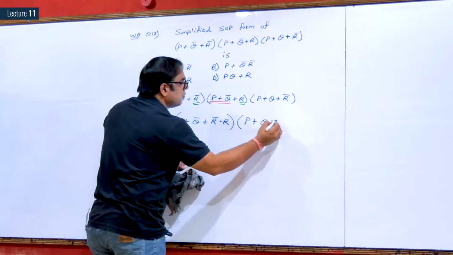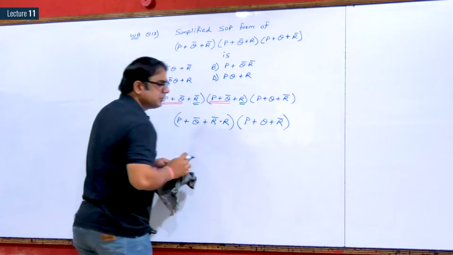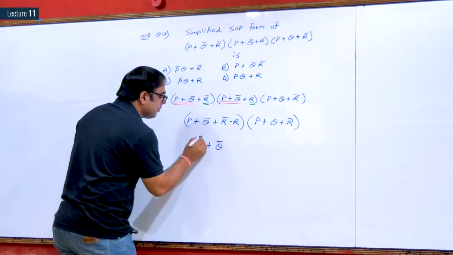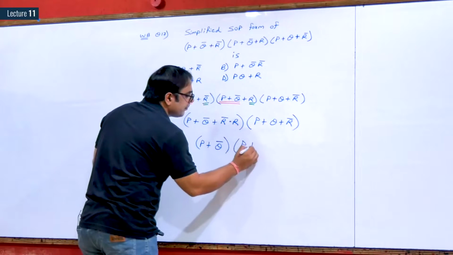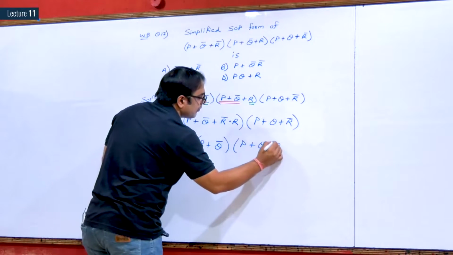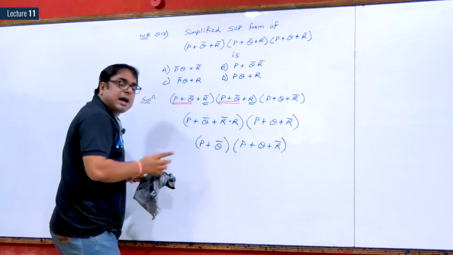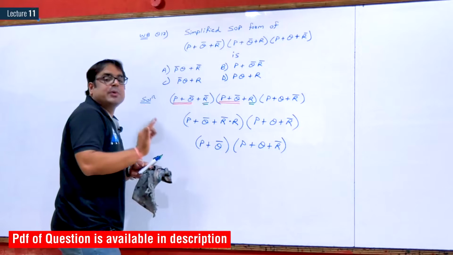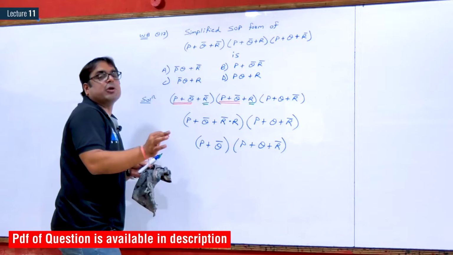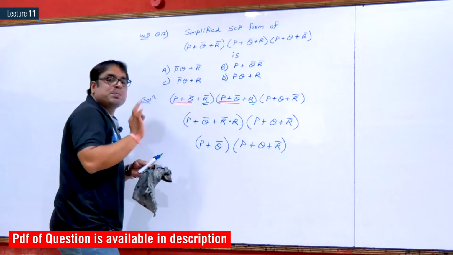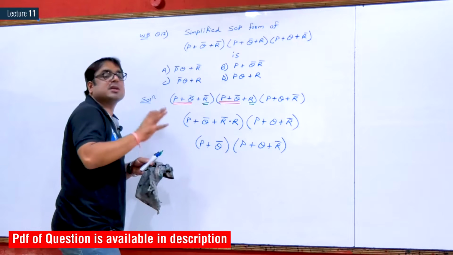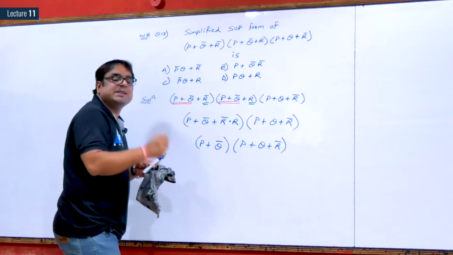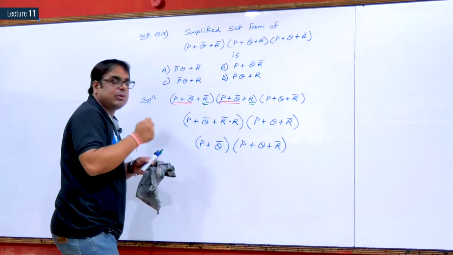P plus Q plus R complement. So, this will definitely become P plus Q complement. Now, again distributive law we can apply. See, I have already told you distributive law is the most important tool in minimizing. So, I request you to master the distributive law. You should be very good and very fast in applying distributive law.